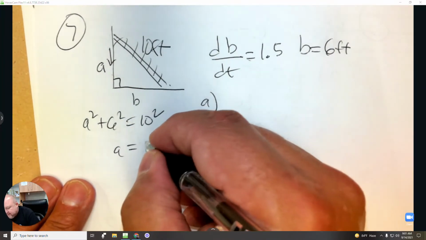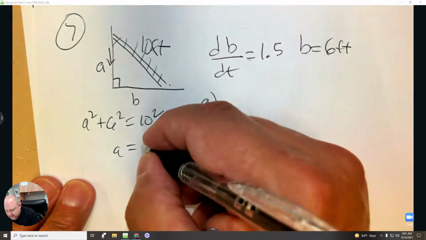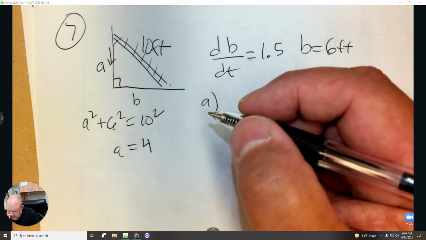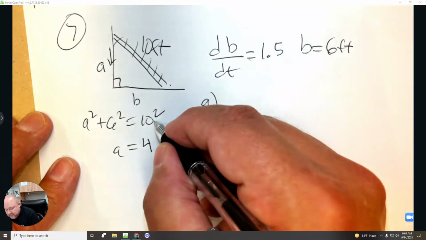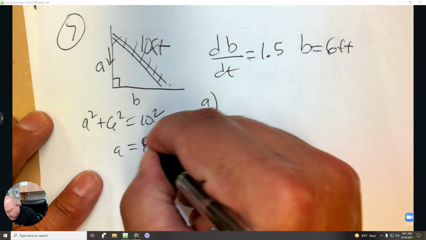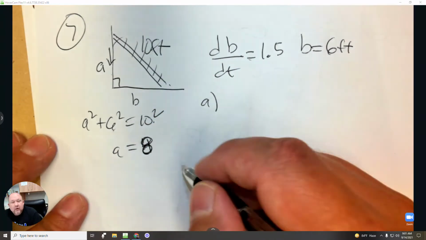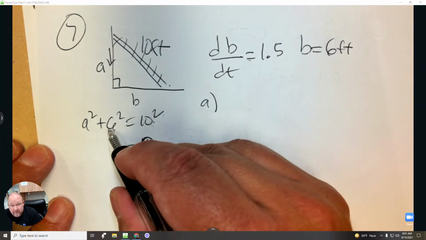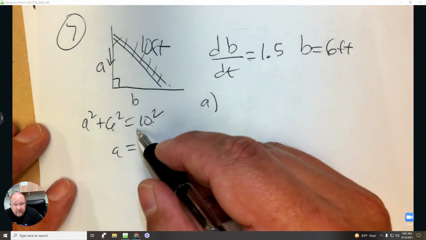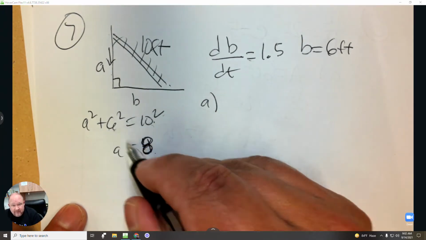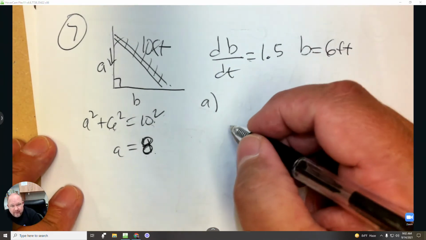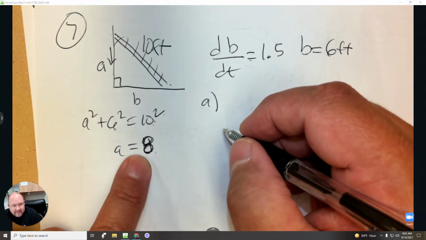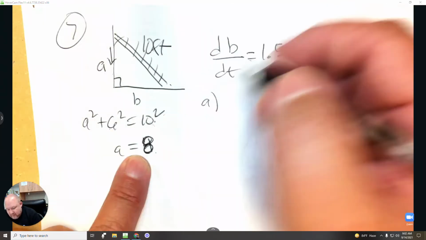If you solve it, it's also a Pythagorean triplet. A is equal to 4. It's 100, take away 36. Oh, sorry, not 4. 8. That's 100, take away 36, which is 64, and the square root of 64 is 8, or 6, 8, 10 is also a Pythagorean triplet. You need to solve it. It's 8. And then the equation.